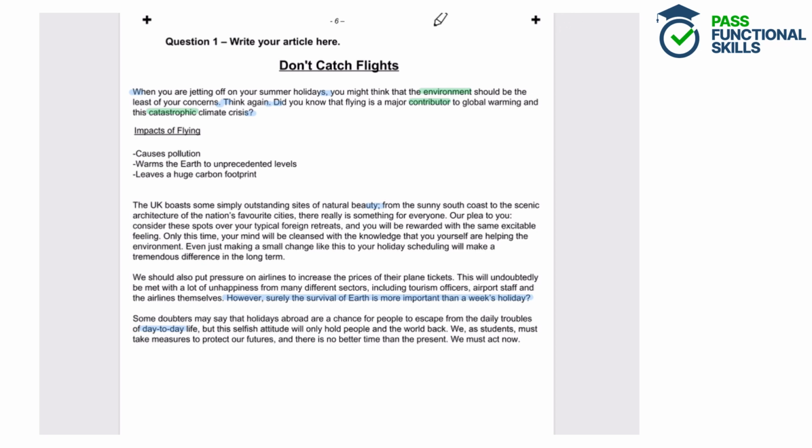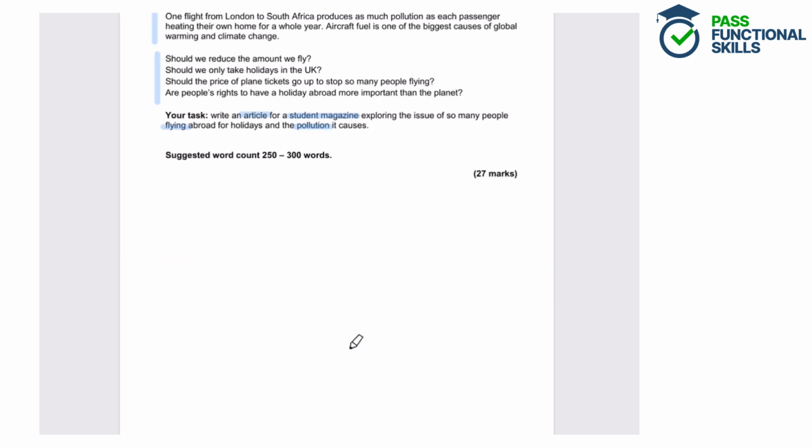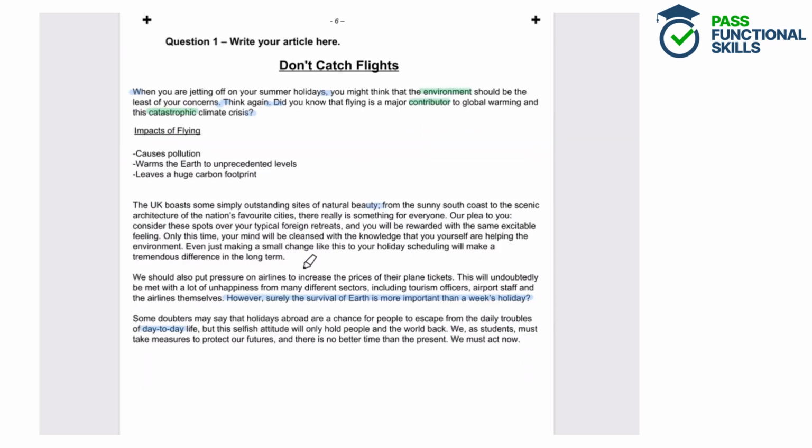So once you've finished your answer, you should read through it and consider whether anybody at all would be able to understand what you've written. Your answer also has to be an appropriate detail and length. So an appropriate length for this answer, we have a suggested word count of 250 to 300 words, and this answer meets that word count.